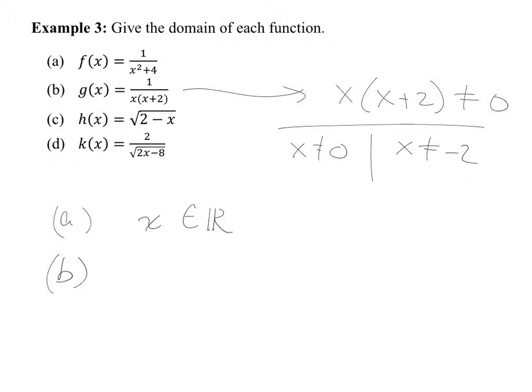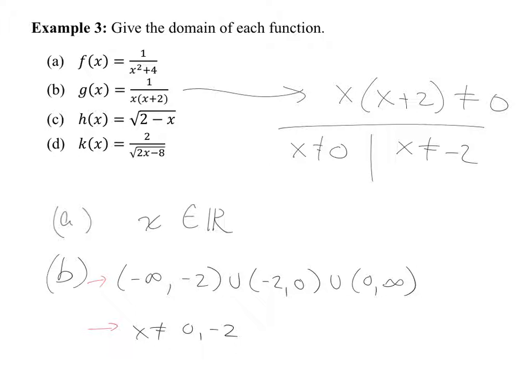So if you're writing out your domain, you could say all real numbers except for 0 and negative 2, if you want to. You could write your domain in interval notation. You could do this. Can we write x does not equal, with the equal sign attached to it? Either one of these interpretations, yes, is good, okay?